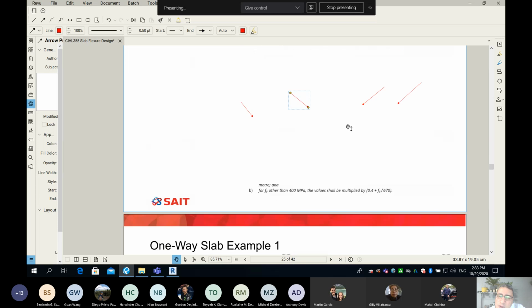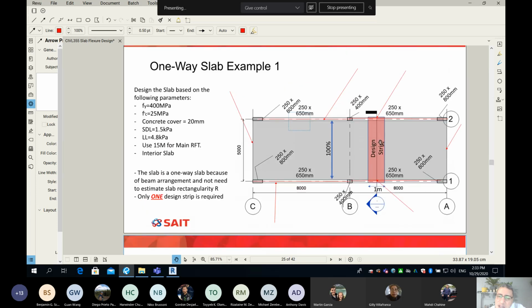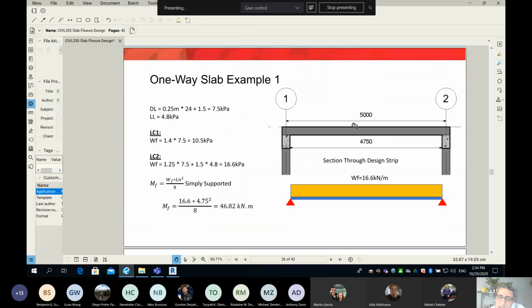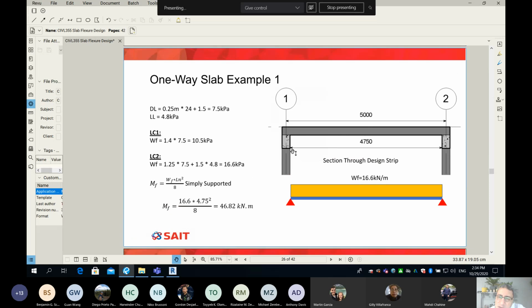Yeah, I'll have to show you here. So what I did is I cut a section through my design strip, which is here. You can see I have a section here, and I created this section using Revit. So here is my section here, an actual section, by the way. From grid line 1 to 2, there is 5 meters. My beams are 250 wide. So this beam is 250 wide, and this beam as well.